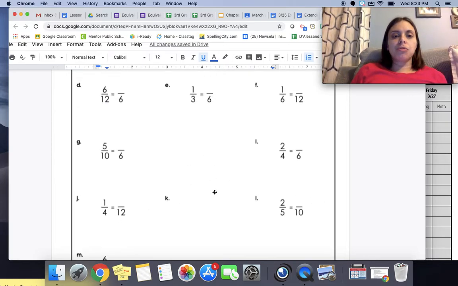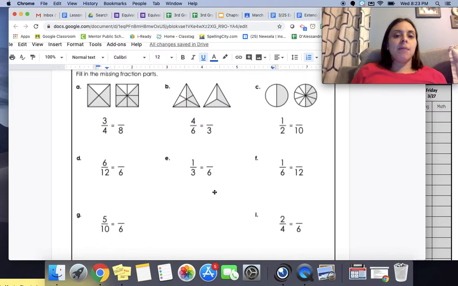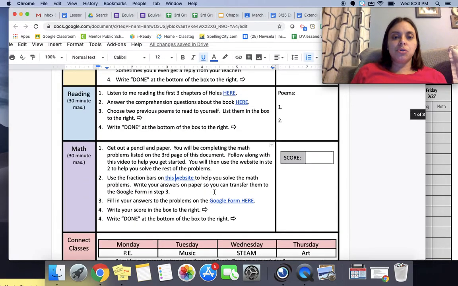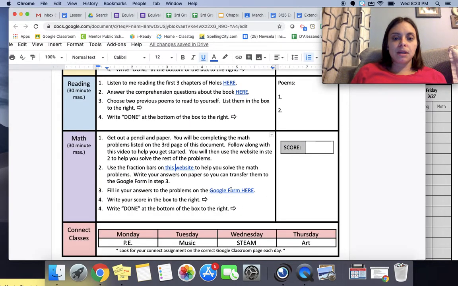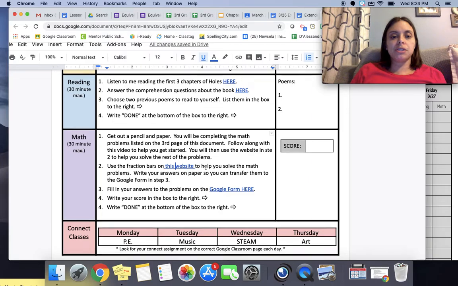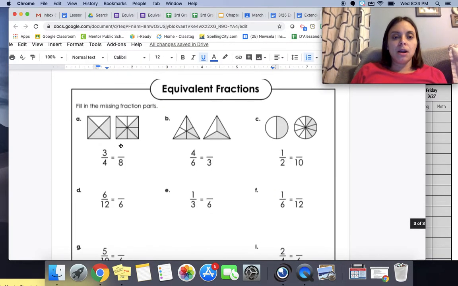And then as you work through the problems, I would just write down your answer to the problem, because what's going to happen is at the end of this, you're going to go on this Google form here, and you're going to type your answers in so that I can see it, and it's going to give you a score. It's going to be like a quiz. So make sure that you're handwriting your answers in on your paper in order so that it's easy for you to transfer them to the Google form.